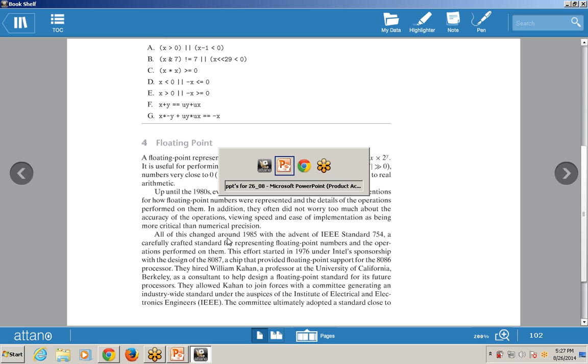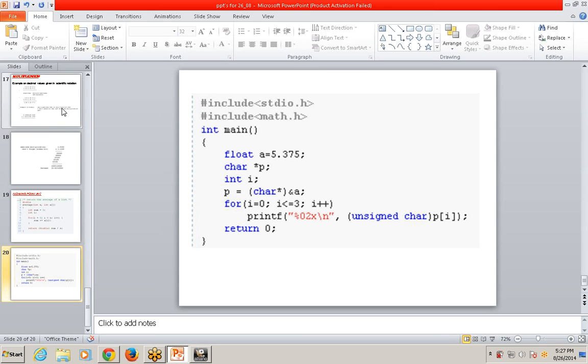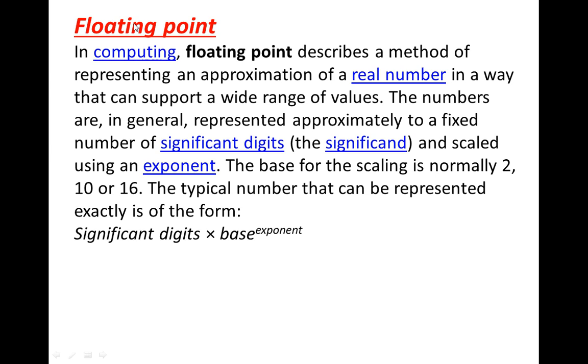Now let's see with the help of the PPT what floating point is. In computing, floating point describes a method of representing an approximation of real numbers. Real numbers mean 1, 2, 3, 4, all the positive numbers, in a way we can represent them as an approximation. Suppose I want to use the approximation of 4.5, so that is 5. So we can use the approximation of real numbers in a way that it can support a wide range of values. The numbers are in general represented approximately to a fixed number of significant digits.